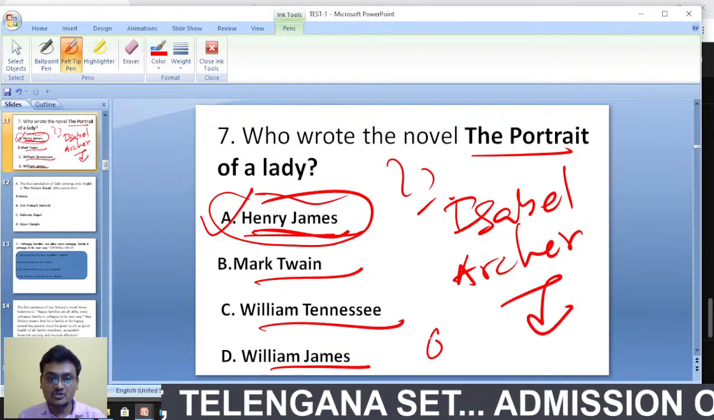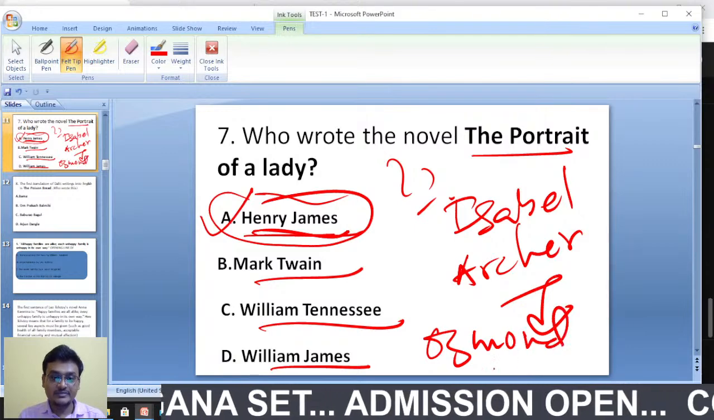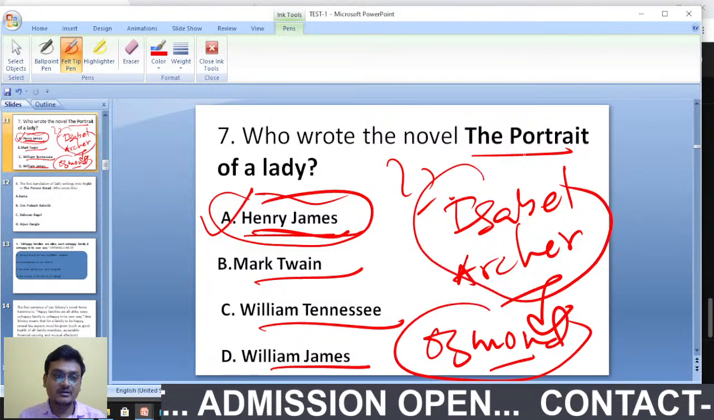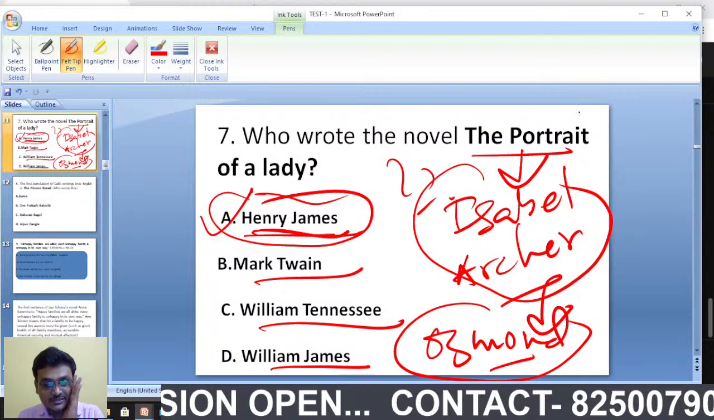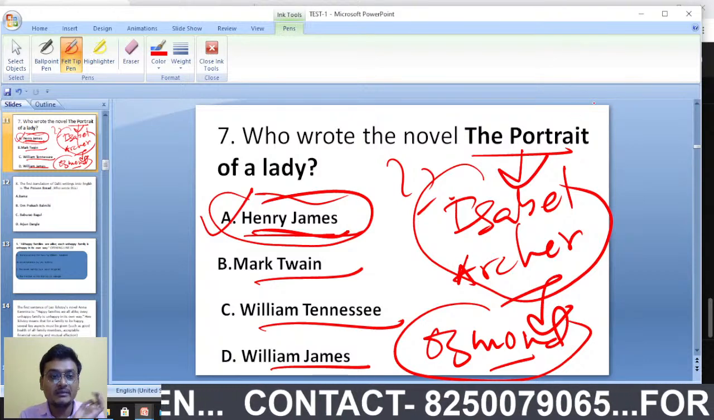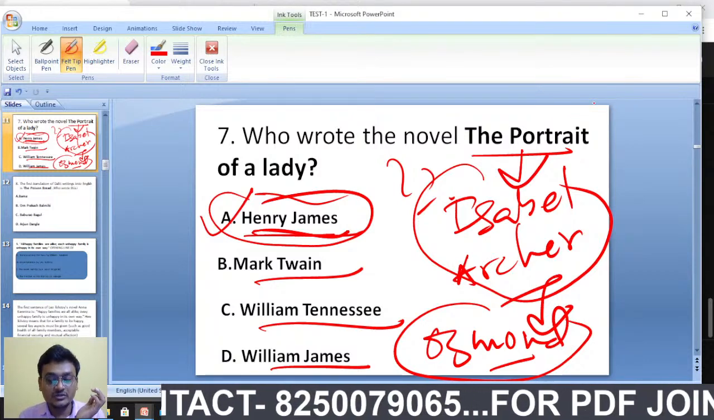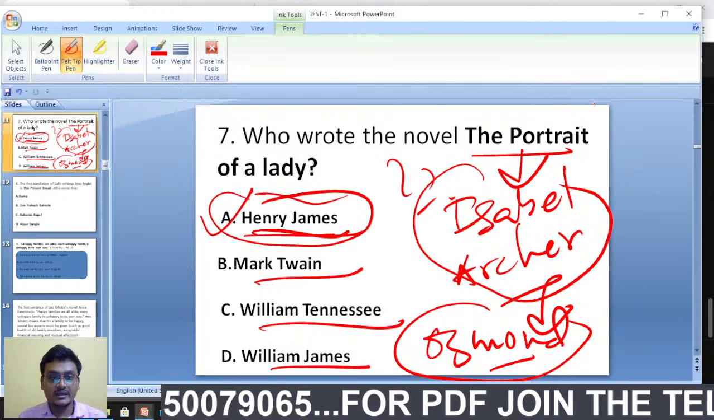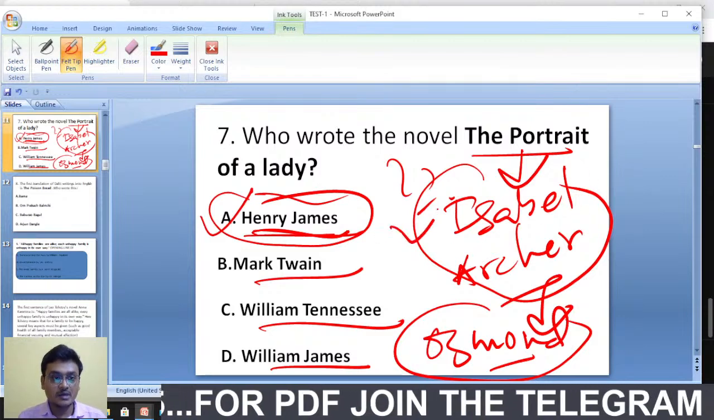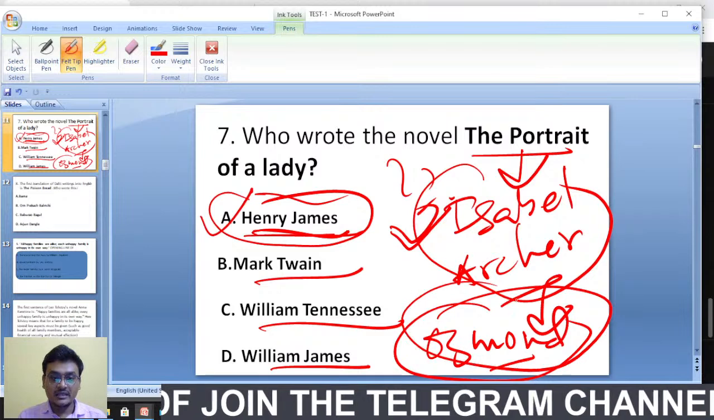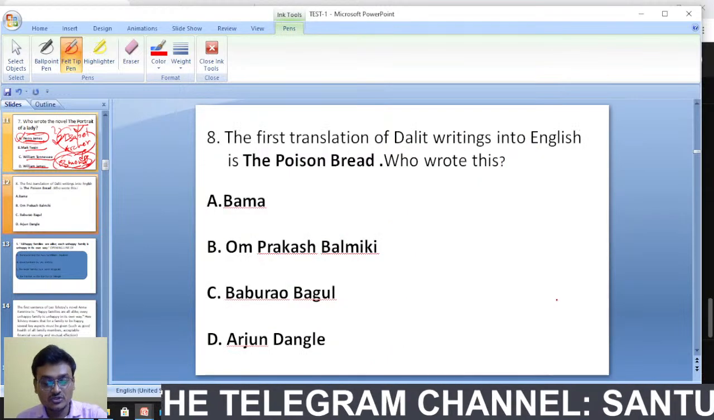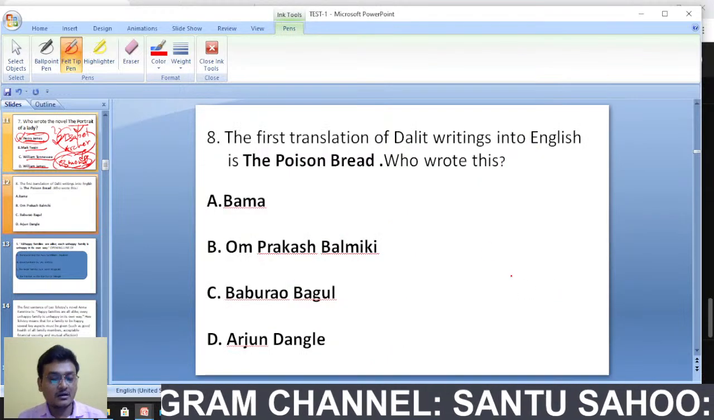And there is also the character Osmond. Osmond also appears. Isabel Archer is the protagonist of The Portrait of a Lady. And the short story was written by Khushwant Singh. Gilbert Osmond was also a character of that novel.